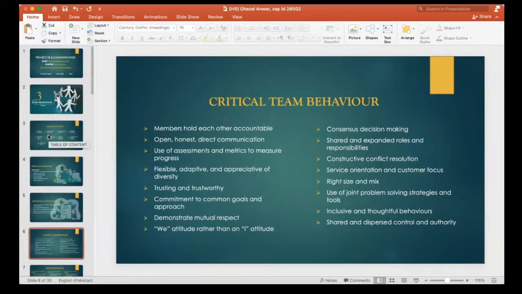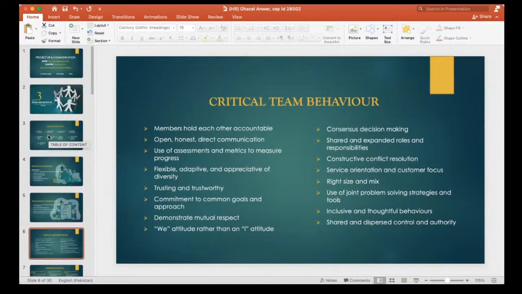And appreciative of diversity means there are different people in a team. Some people can be from north, some people can be from south. So there is diversity in a group, in a team. So every person should be appreciative. Every person should accept that diversity. In a team, every person should be trustworthy and every person should trust others.